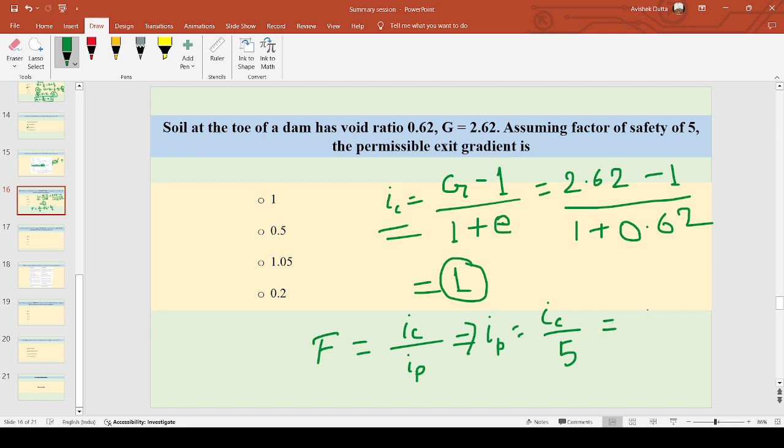The critical exit gradient is 1 divided by 5, and 1 divided by 5 is 0.2. So the critical exit gradient being 1, for a factor of safety of 5, the permissible exit gradient should be 0.2. I hope the solution was clear. So I'll go to the next question.